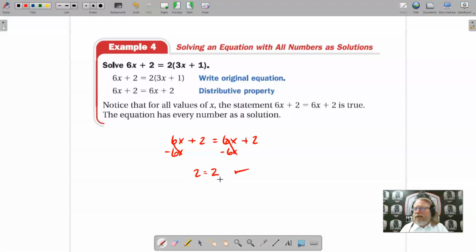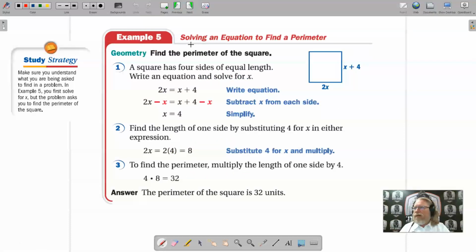And it turns out that no matter what number you plug in for the value of x, for that variable, it is going to produce something like this. You're going to get down to where something equals itself. Whenever that happens, it is said, because it's true, that no matter what value you plug in for x, it's always going to be a true statement, regardless. So, example 5, solving an equation to find a perimeter.